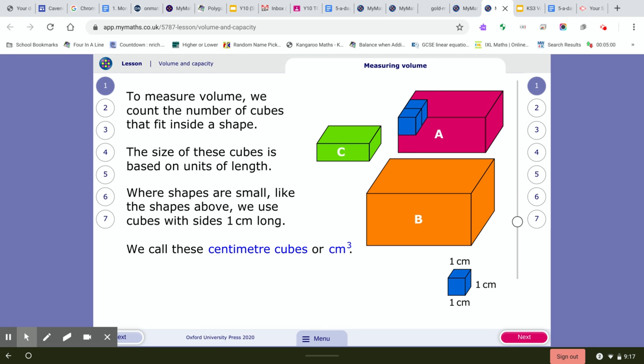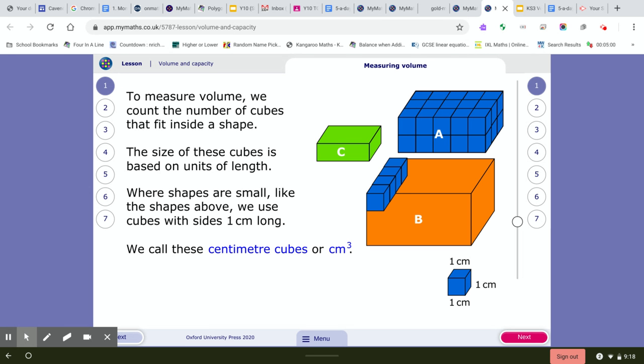Okay, so if you're counting the cubes, 3, 4, 5, 6, and so on up to 30. So you get the idea.